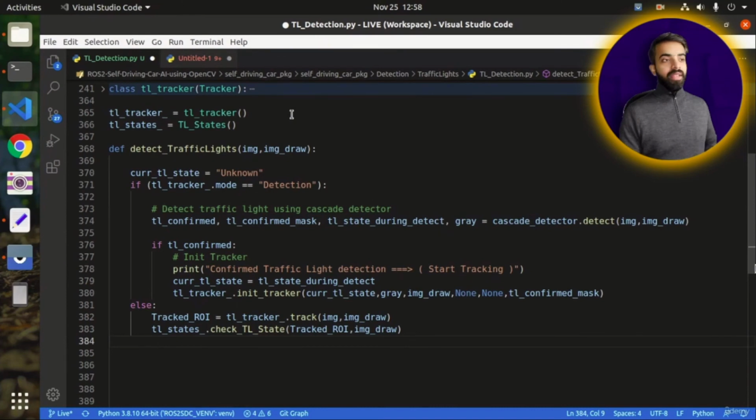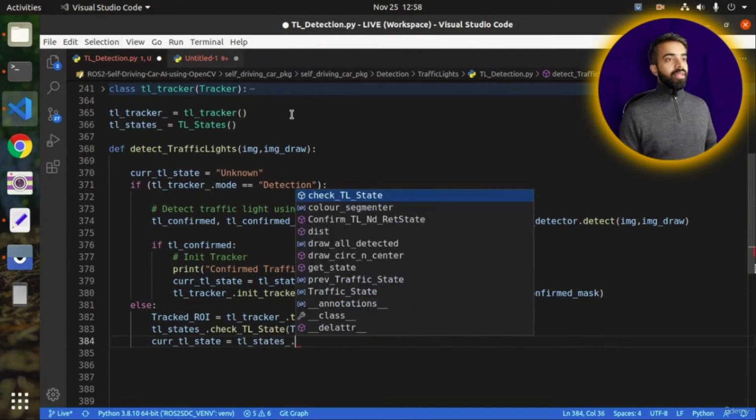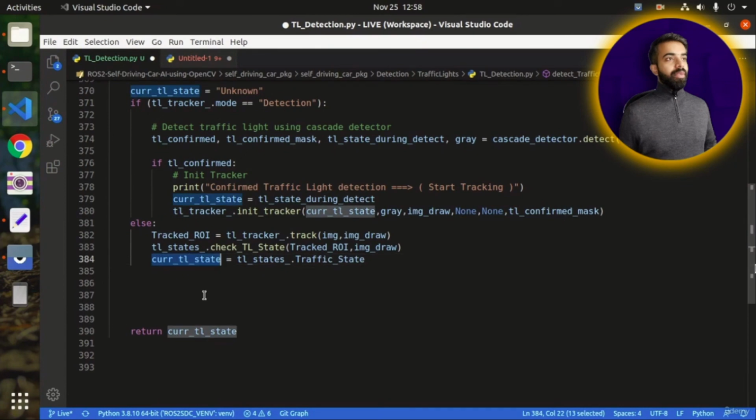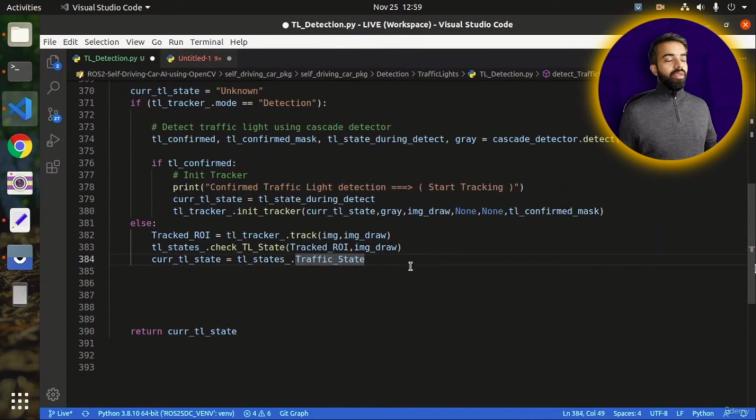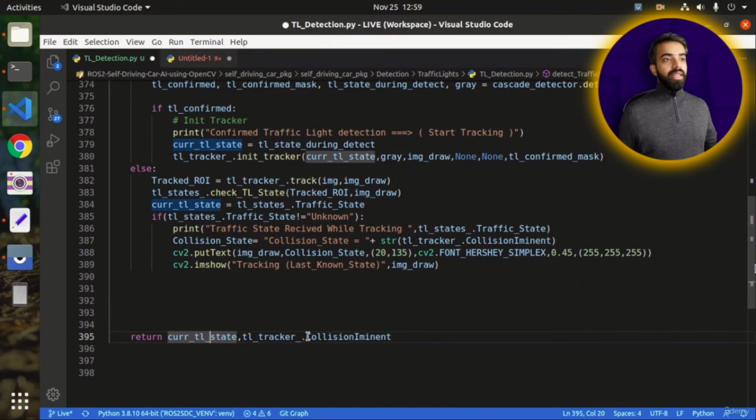So now we can retrieve it and save it inside the current traffic light state. So we write TL states dot traffic state. So the current traffic light state has been updated once again inside the tracking process, and this was updated inside the detection process too. So whatever this is, we return it in the end. Along with this, whatever the traffic light state is, if it is not unknown, we basically display that to the user so that the user can analyze. And lastly, we return the state and the proximity status of the traffic light to be received at the driveboard.py.